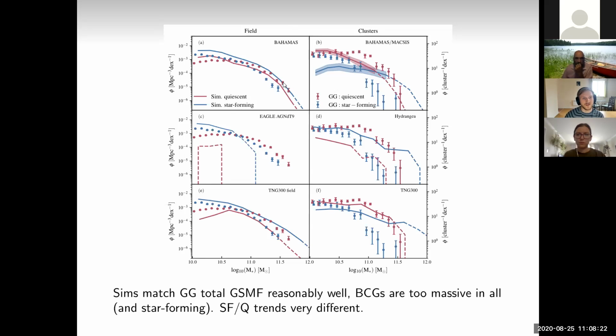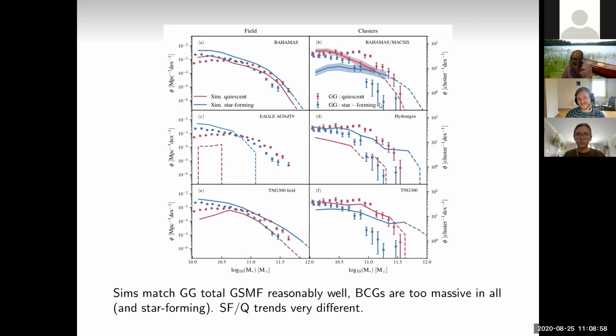In the field, so I should say the data points are Go Green data as measured by Remco. And what you see is that the simulations are not miles away, but they don't completely reproduce it. In some cases, the trends are not quite right. The dominance of each curve doesn't change for Bahamas, for example, doesn't for TNG. Well, Eagle just doesn't have enough galaxies to fully capture this.